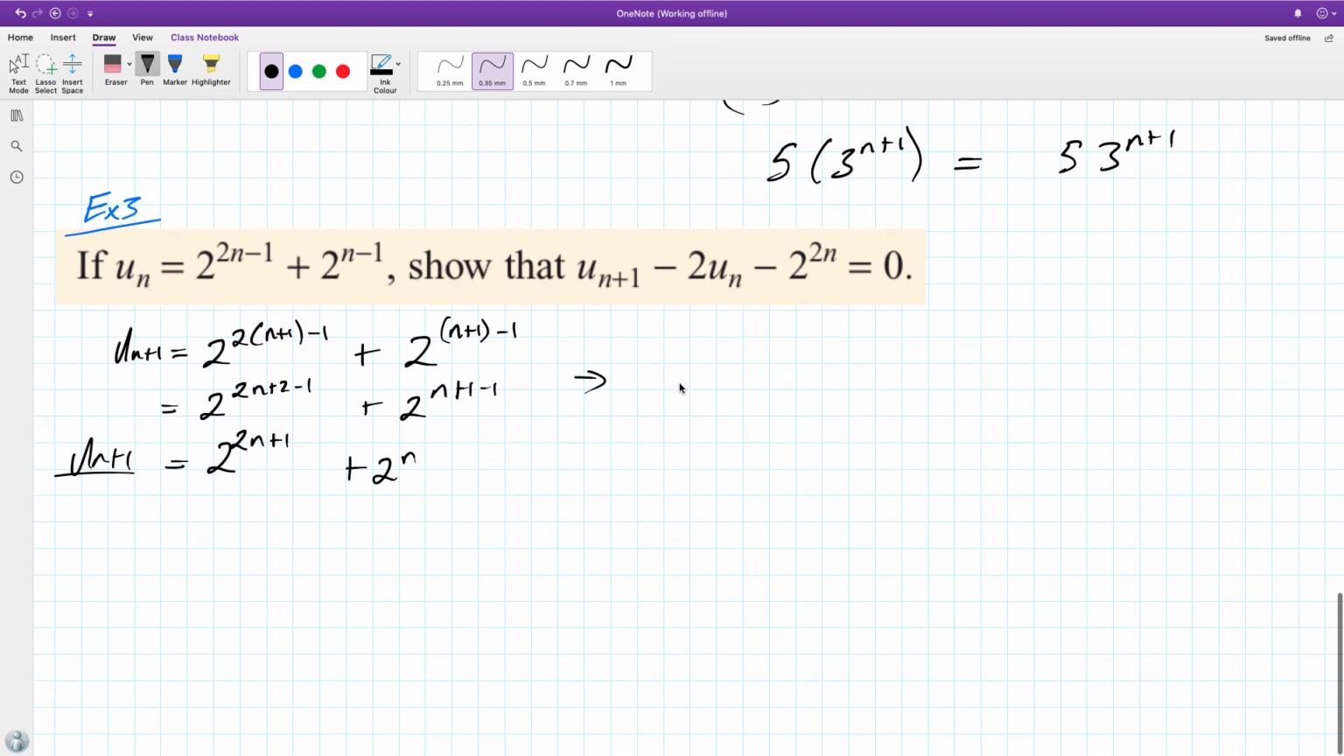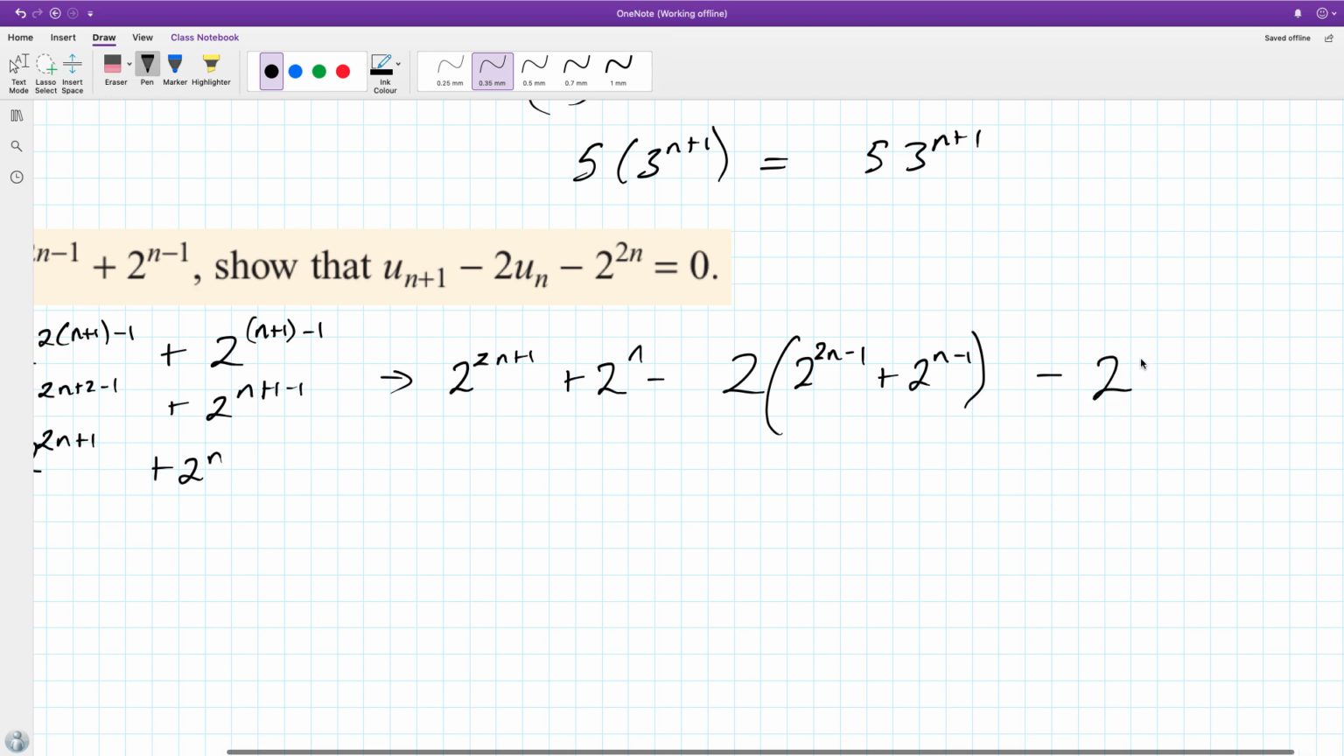Right, into our formula then. Un plus 1 is 2 to the power of 2n plus 1 plus 2 to the power of n, minus 2 times un. Un is 2 times 2 to the power of 2n minus 1 plus 2 to the power of n minus 1, minus 2 to the power of 2n, and that should all knock off and equal 0. Right, let's start simplifying things a small bit.